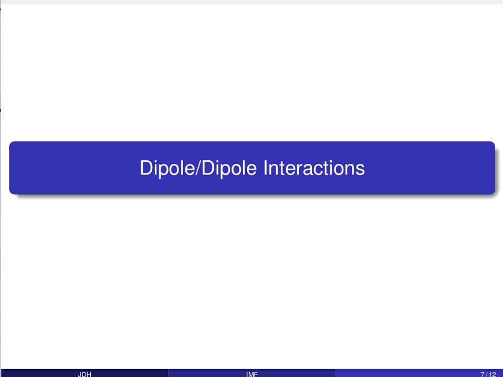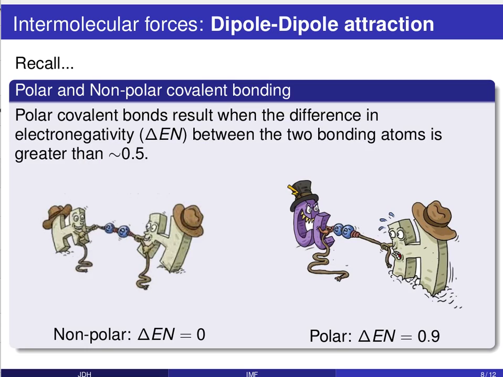Okay, so now let's move on to our next set of interactions, the so-called dipole-dipole interactions. Now, remember, in order to understand dipole-dipole interactions, we have to step back and do a quick recap of the different types of covalent bonds. Remember that we had two broad categories of covalent bonds: polar and nonpolar covalent bonds. We were able to classify these two types based on the relative affinity for electrons of the two atoms involved in the bond.